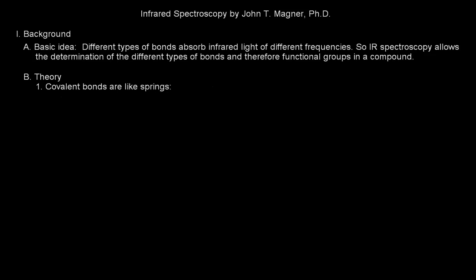So covalent bonds, it turns out, are like springs. So if we look at a simple diatomic molecule, like hydrogen chloride, for example, we can think of the covalent bond between the two atoms as a spring. That is, it can stretch, and it can bend, and it can vibrate just like a spring.